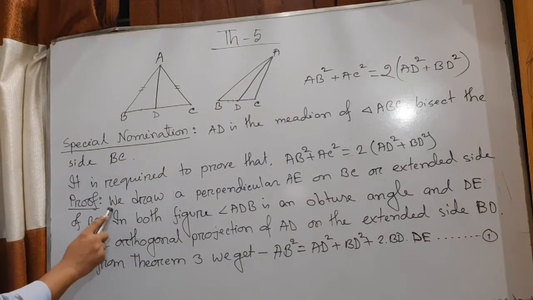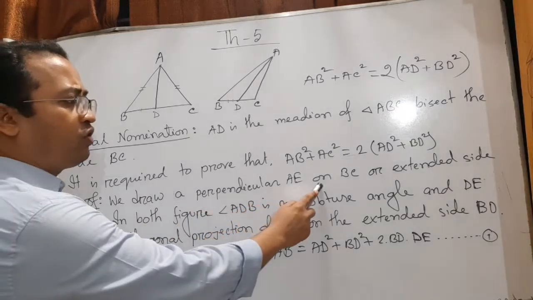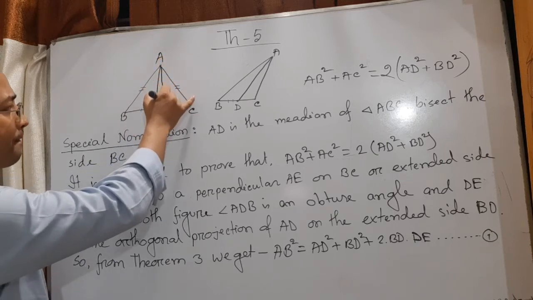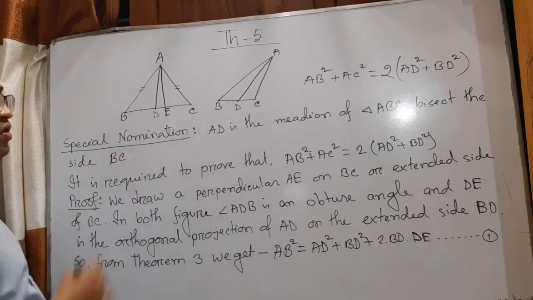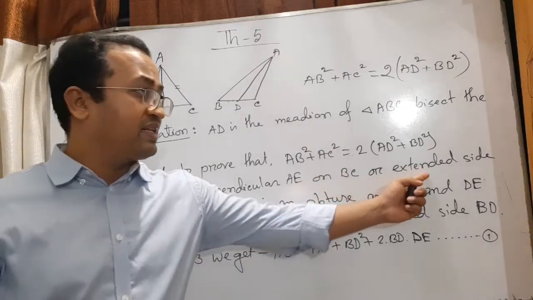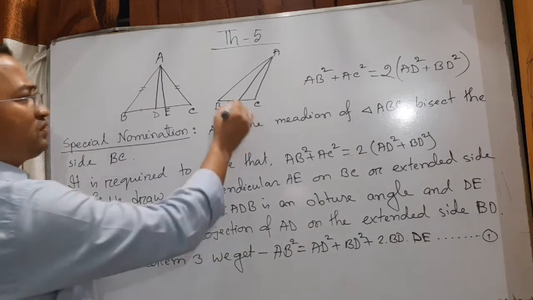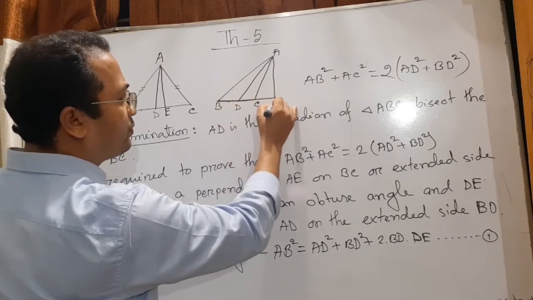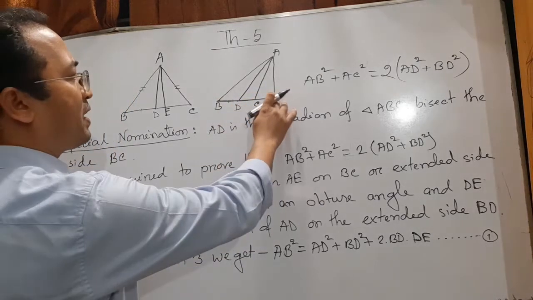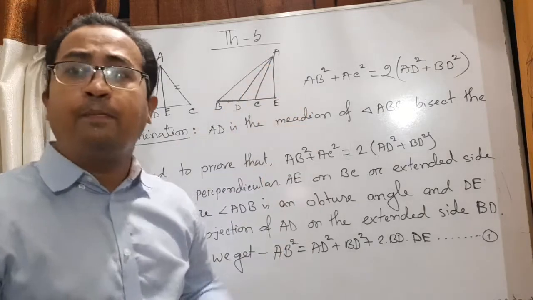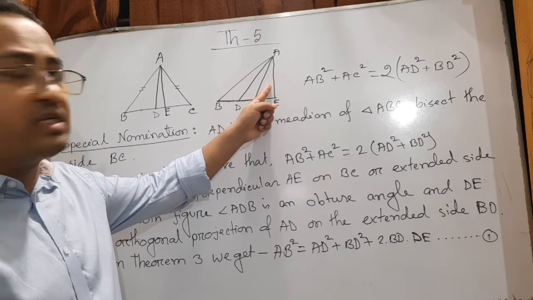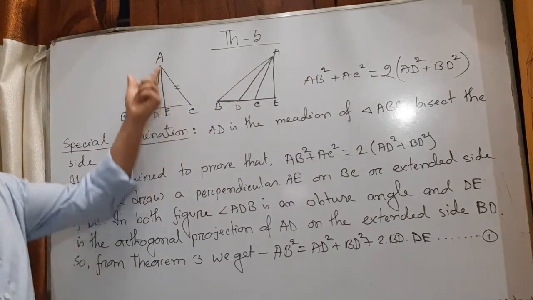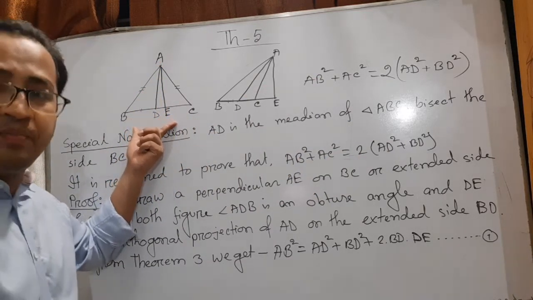Now the proof. We draw a perpendicular AE on BC, or on the extended side of BC, that is here. Here we draw a perpendicular AE. So AE is the perpendicular. Here AE is the perpendicular drawn to the extended side of BC. And here AE is drawn to side BC.